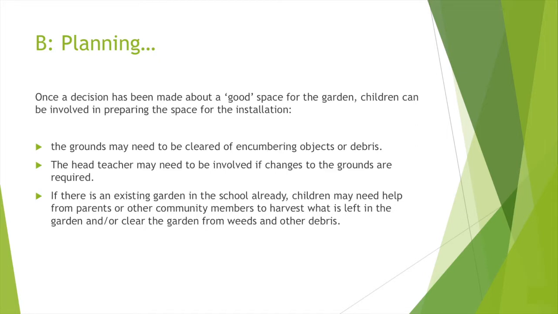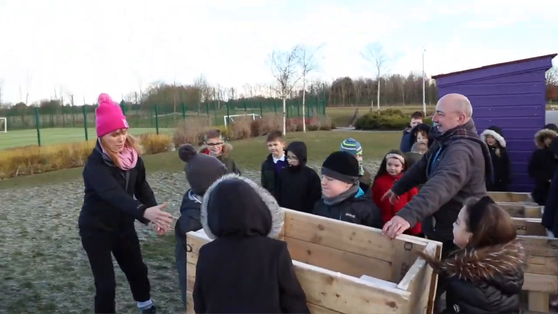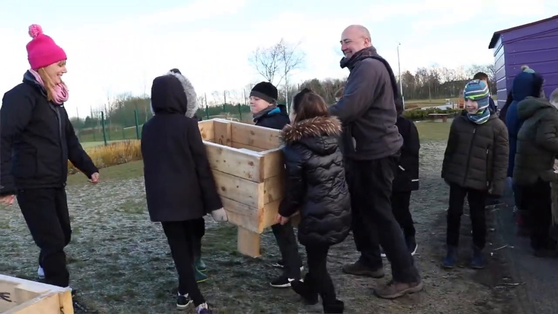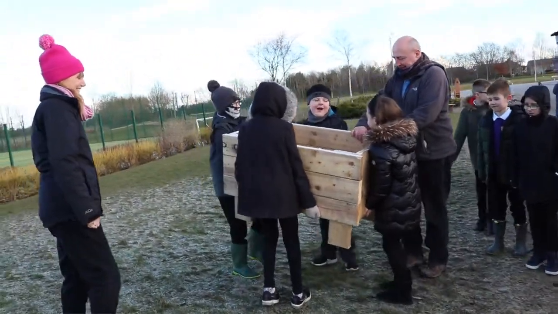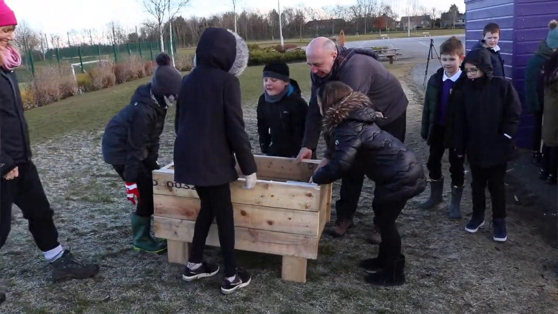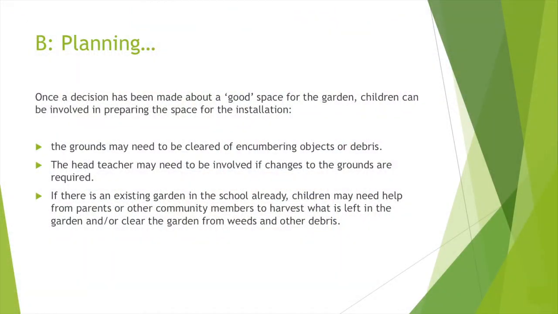Once a decision has been made about a good space for the garden, children can be involved in preparing the space for the installation. The grounds may need to be cleared of encumbering objects or debris. The head teacher may need to be involved if changes to the grounds are required. If there is an existing garden in a school already, children may need help from parents or other community members to harvest what is left in the garden and clear the garden from weeds and other debris.